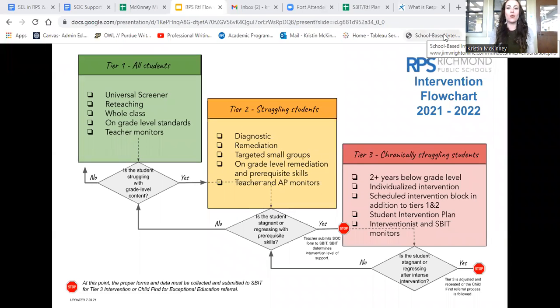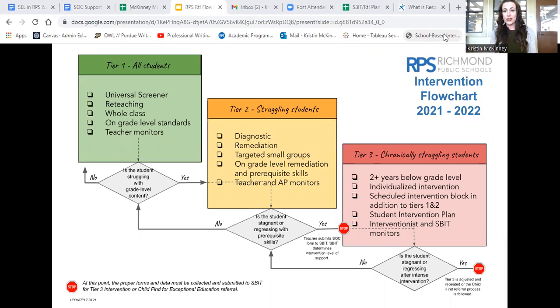Hi, today we're going to talk about what is RTI and what does it look like at RPS. RTI stands for Response to Intervention, and basically it's a fancy way to say that we want to make sure that we're meeting students where they are. It's all about the early identification of students that may need extra support in learning or with their behavioral needs. This also helps us with the over-identification of students to special education.